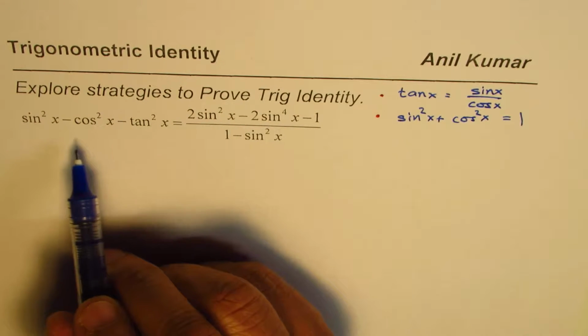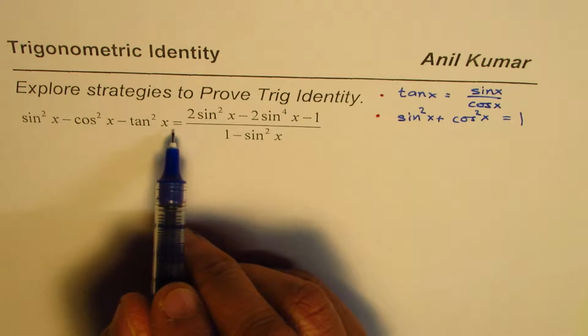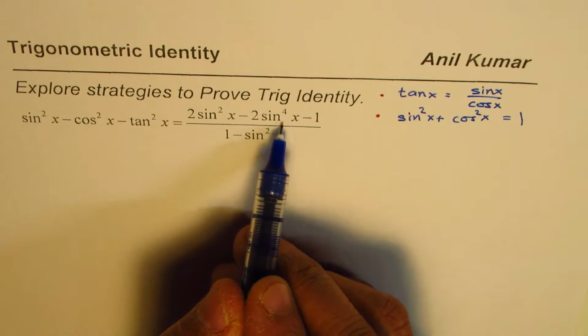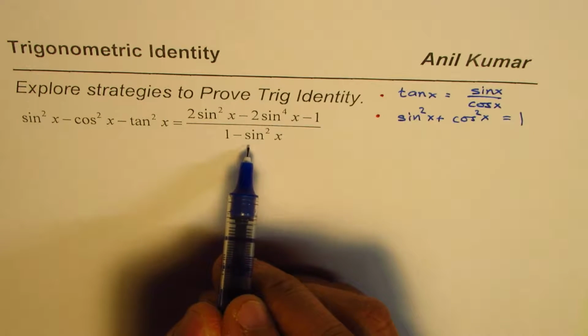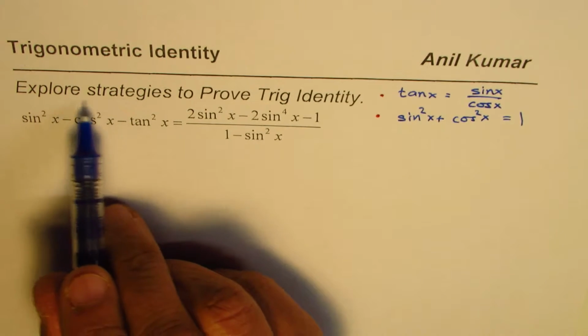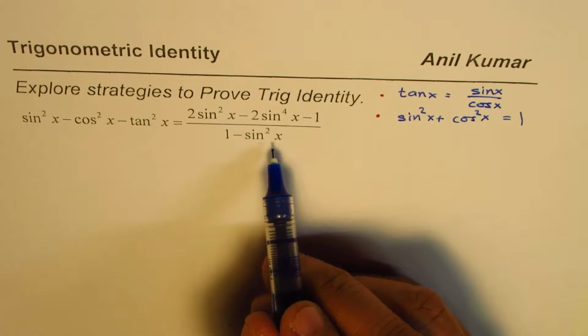The question here is sin square x minus cos square x minus tan square x equals 2 sin square x minus 2 sin to the power of 4x minus 1 divided by 1 minus sin square x. We are going to explore some strategies to prove this trigonometric identity.